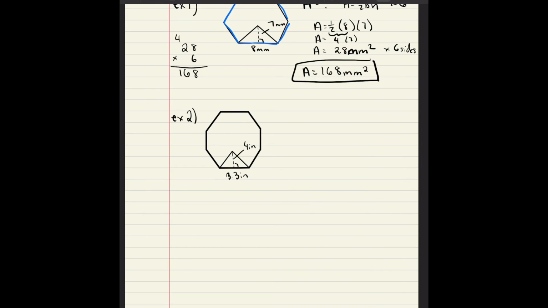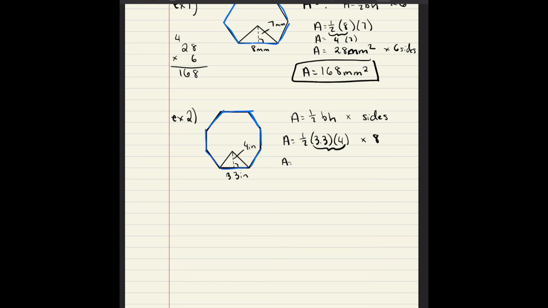All right, example 2. So I have the same formula, A equals a half base times height times the number of sides. I'm going to plug in what I'm given. So my area stays the same, half stays the same, base is 3.3, height is 4, times the number of sides, which is 1, 2, 3, 4, 5, 6, 7, 8 sides. Now I am going to multiply 3.3 and 4 first instead of dividing 3.3 by 2.